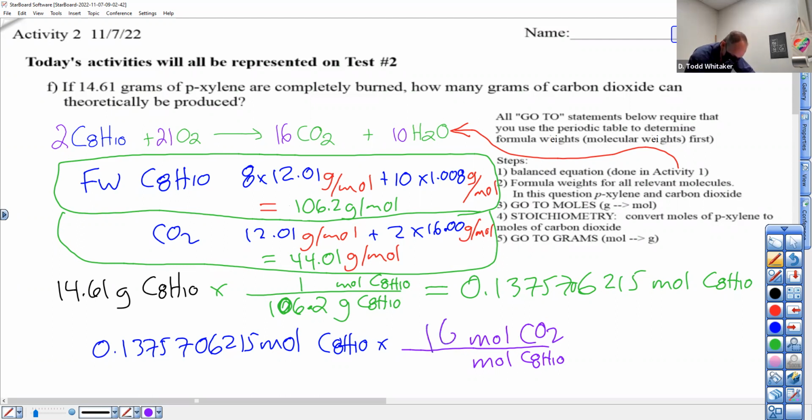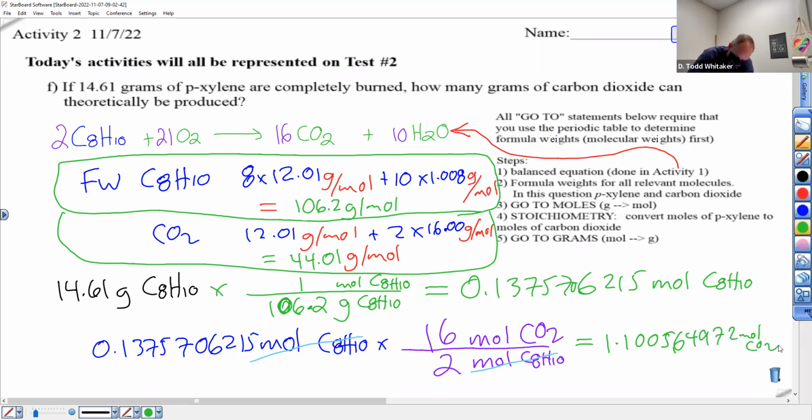16 CO2s made for every 2 reactants used. And these are gone, and you're at moles. Give me a nice number with lots of decimals. 10% of 16 is going to be more than 1. 1.10564970. There you go. Not quite there yet, but we're real close, aren't we?